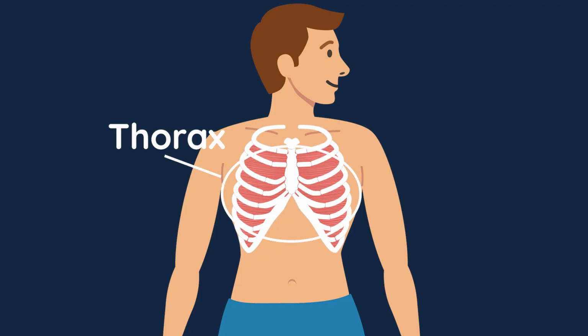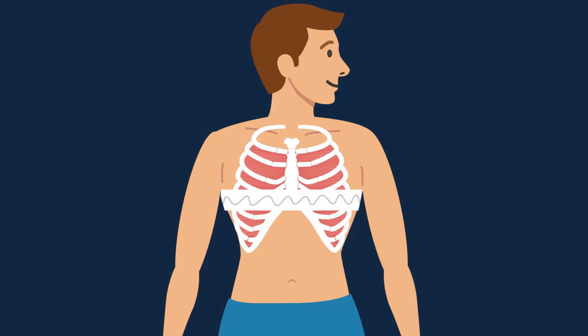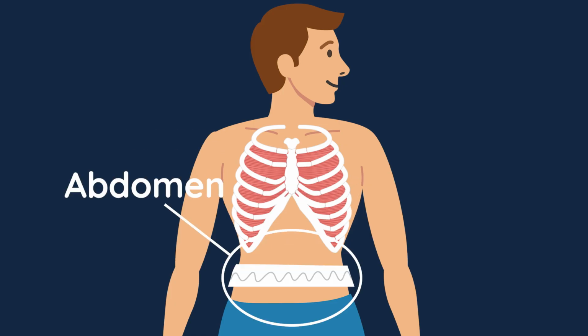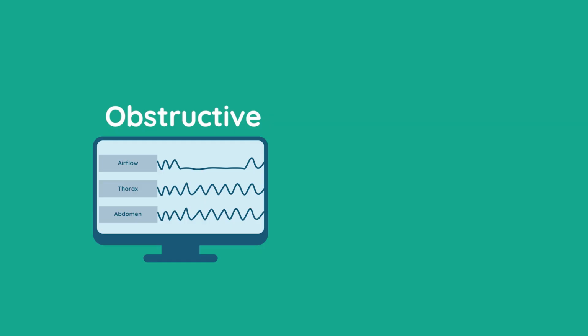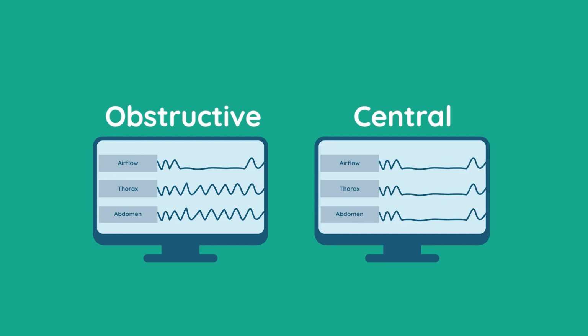The thorax, or the chest cavity, houses the lungs and heart. Belts here measure thoracic movement. The abdomen. Belts placed here pick up diaphragmatic effort. On the PSG, thoracic and abdominal belts tell us whether an apnea is obstructive in nature, meaning effort is present but no airflow, or central, no effort and no airflow.